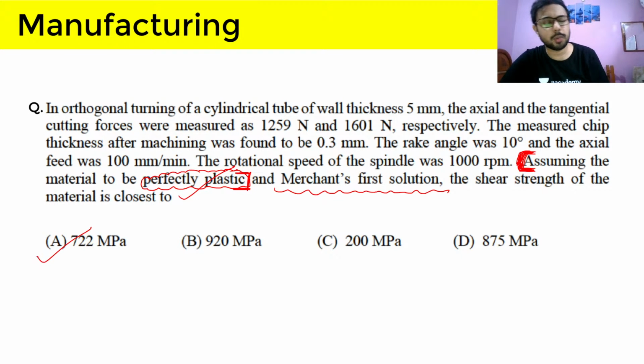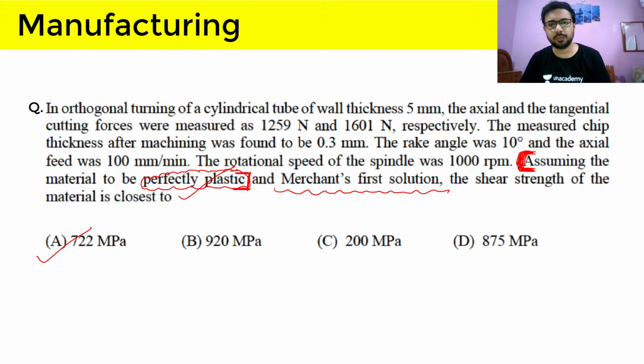If you are using Merchant theory to calculate any of the values of this question, alpha is given, but if you want to calculate beta or phi and you directly use the Merchant theory without confirming whether you can find it without it or not, then you will be getting the wrong answer, and you can just check it for yourself.